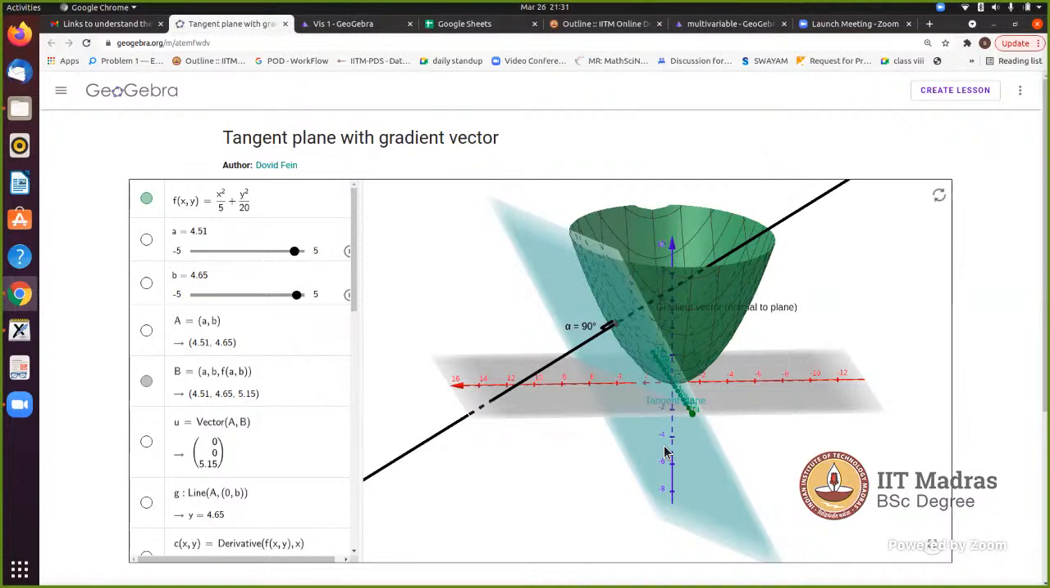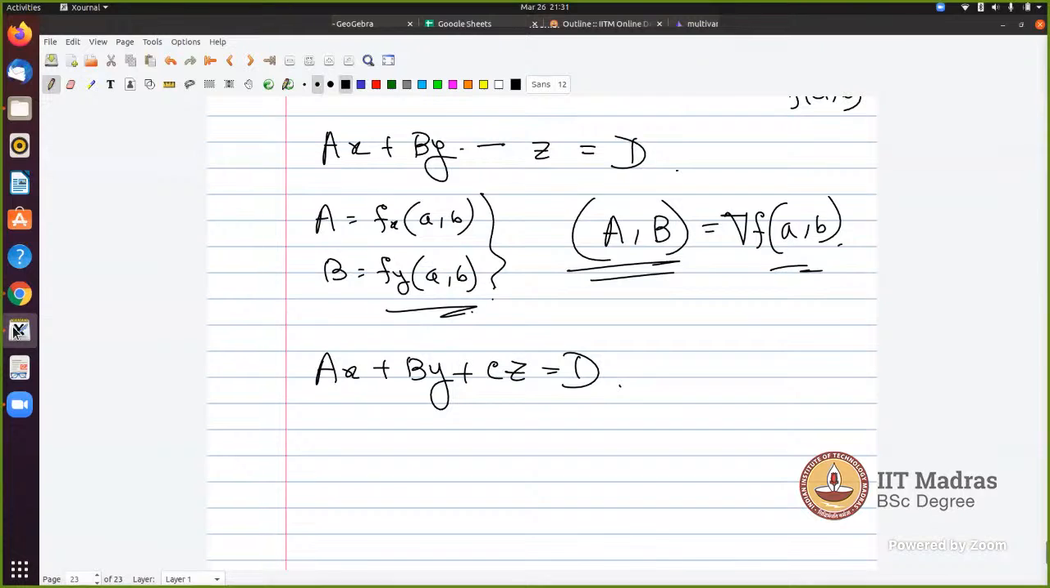Why are the first two coordinates anyway the gradient vector? Is this clear? Because if you take the gradient vector, fx(a,b) comma fy(a,b), and you take the third coordinate as -1, then if you take the multiplication of this, you get zero. That's what it is.